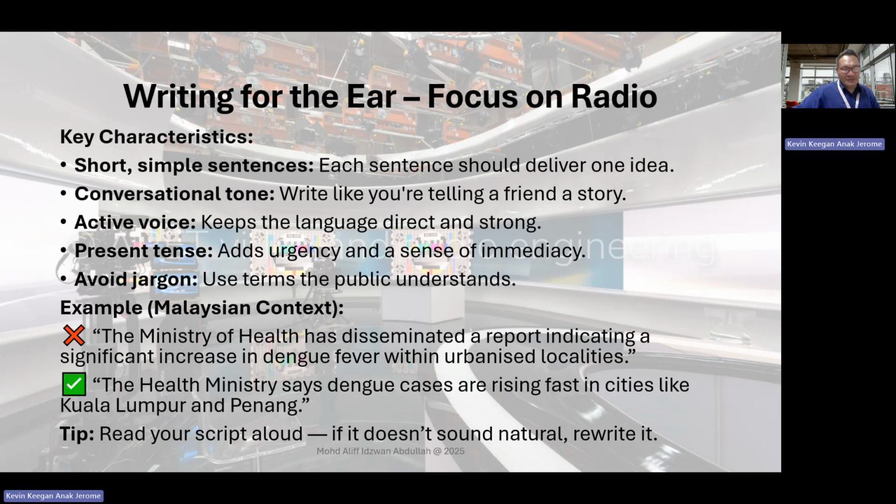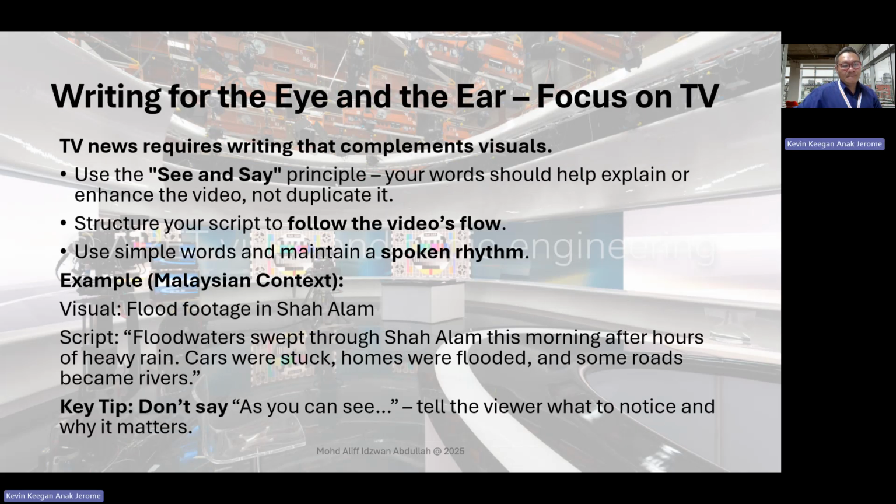Right. For TV, TV news requires writing that complements visuals. It is the "see and say": follow the video flow, and speak in rhythm. You have to speak in rhythm. It means it's not monotonous, it's rhythmic. Although you are reading from the teleprompter, it is a rhythmic kind of flow.